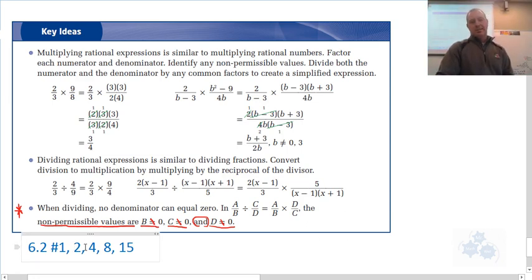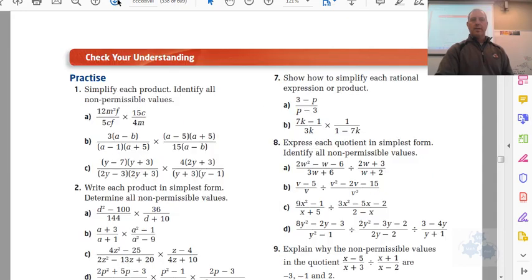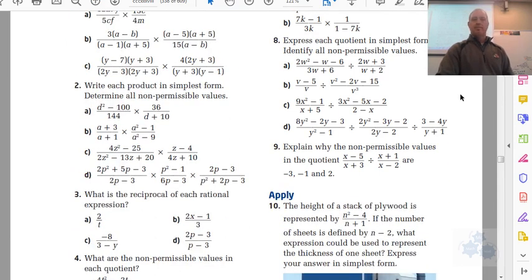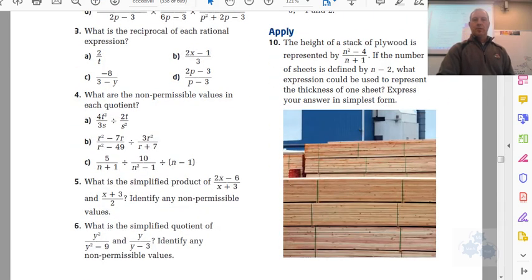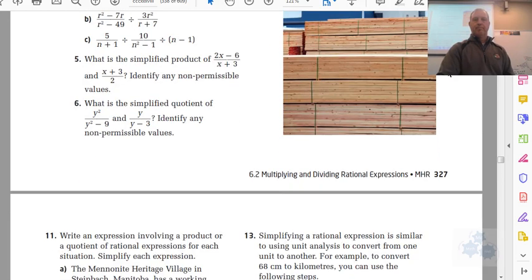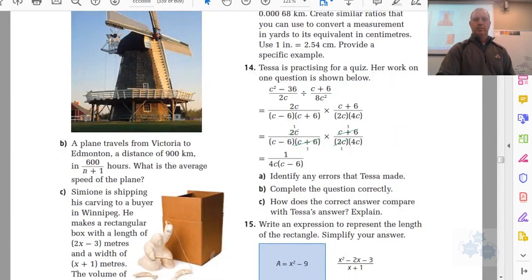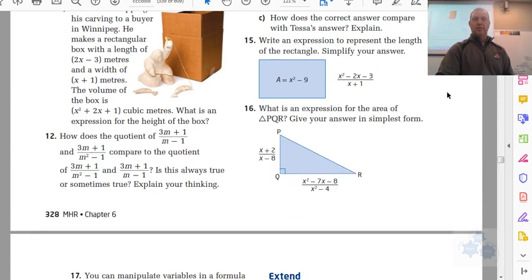There's not that many. Well, there's A, B, C for most of them. But anyways, in the textbook here, this is what the questions look like. The more practice you get, the better you'll be at it, and the quicker it'll go. So it's 1, 2, 4, 8, and 15.